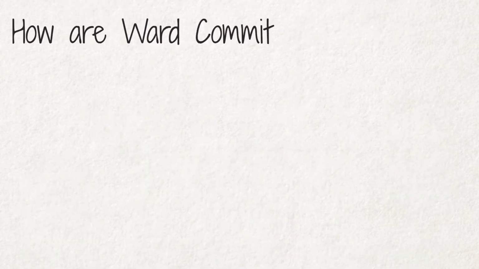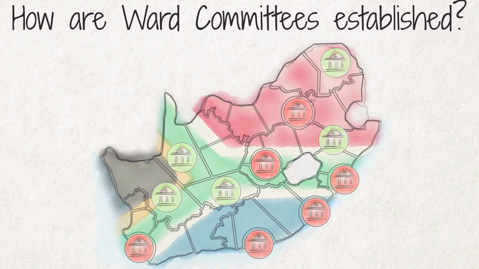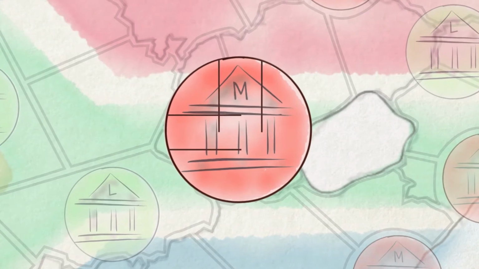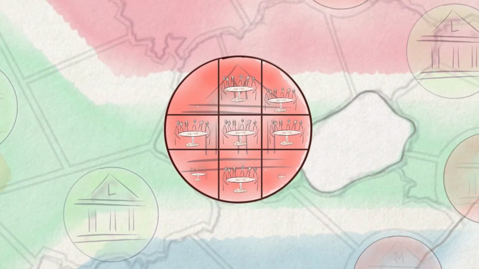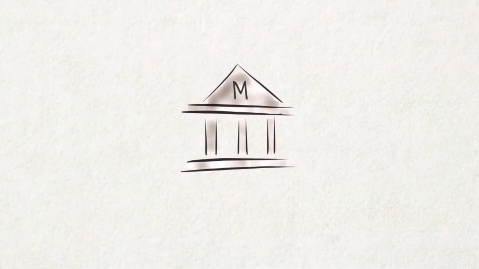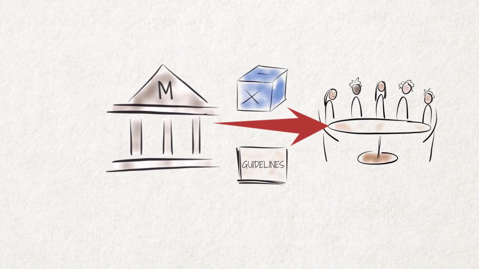How are ward committees established? A municipality has the power to decide to have ward committees, and if it does so, it has to establish ward committees for all the wards within its boundaries. The municipality also decides the process through which ward committee members are elected following the official guidelines.